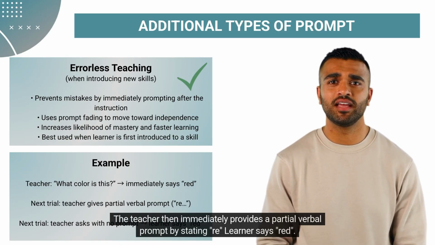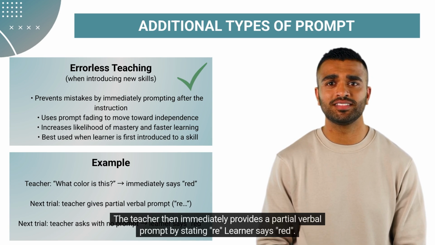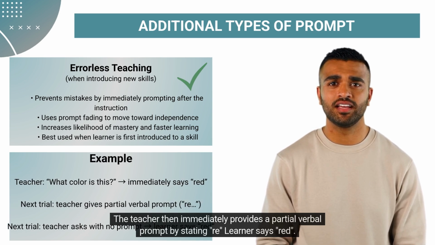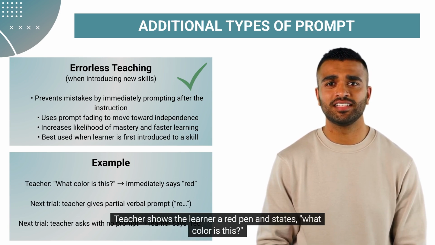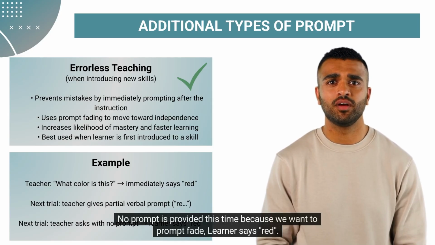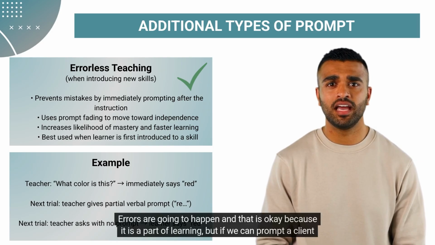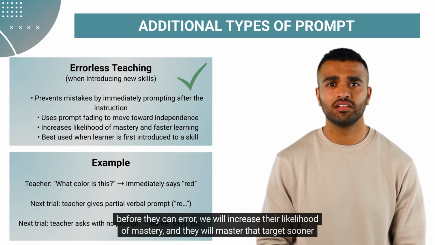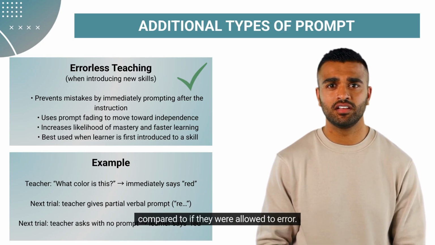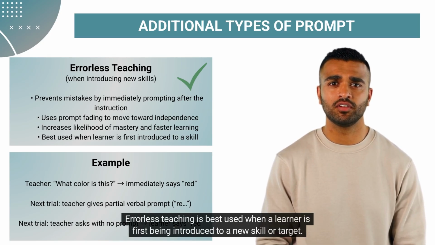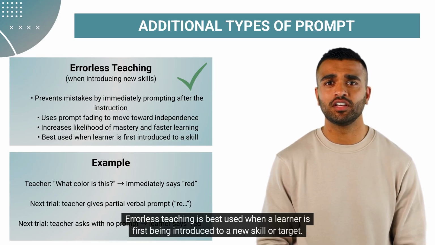The teacher then immediately provides a partial verbal prompt by stating re. Learner says red. Teacher shows the learner a red pen and states, "What color is this?" No prompt is provided this time because we want to prompt fade. Learner says red. Errors are going to happen, and that is okay because it is a part of learning. But if we can prompt a client before they can error, we will increase their likelihood of mastery, and they will master that target sooner compared to if they were allowed to error. Errorless teaching is best used when a learner is first being introduced to a new skill or target.